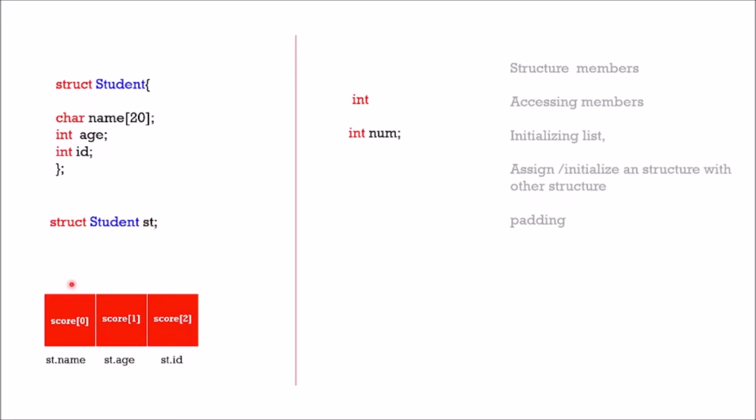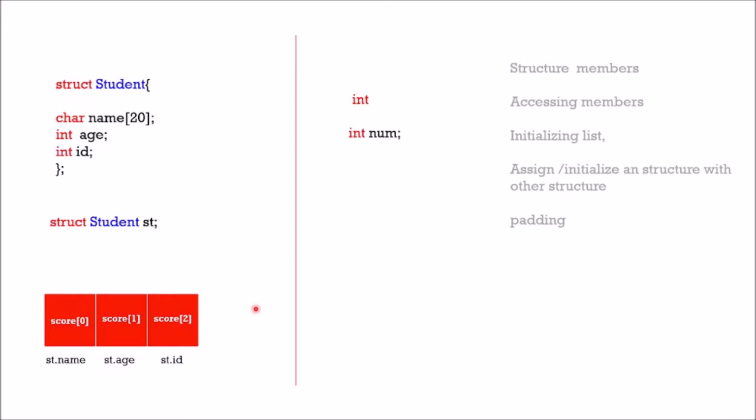So what's going to happen whenever I create the actual variable here, this space in memory will be allocated in adjacent memory addresses, and we will have 20 bytes for this array of characters name, and then next are going to follow an integer age and an integer ID.